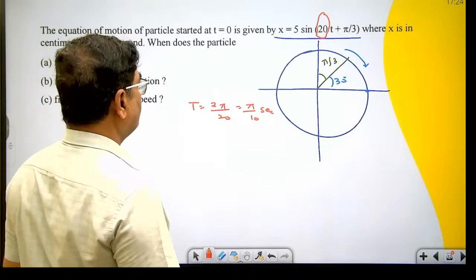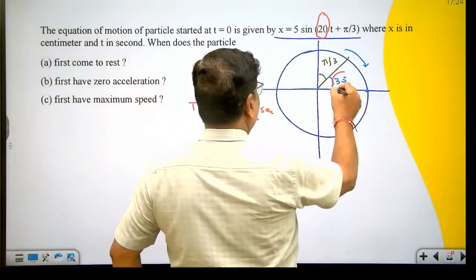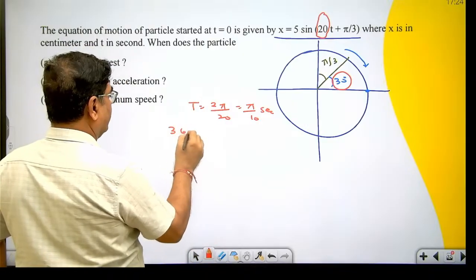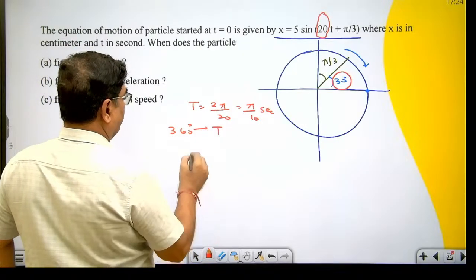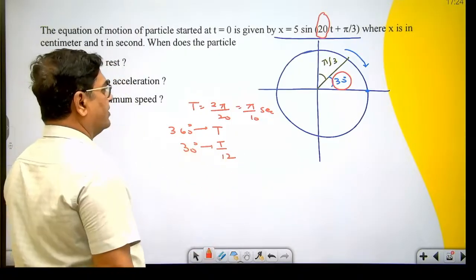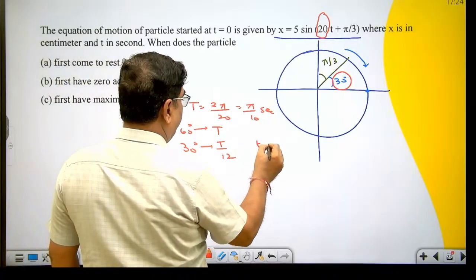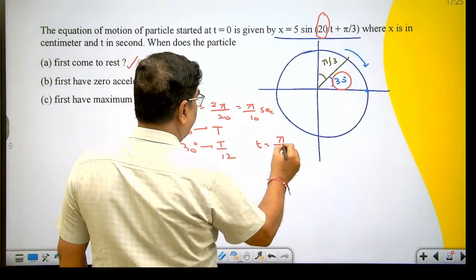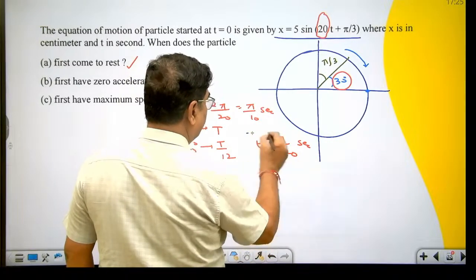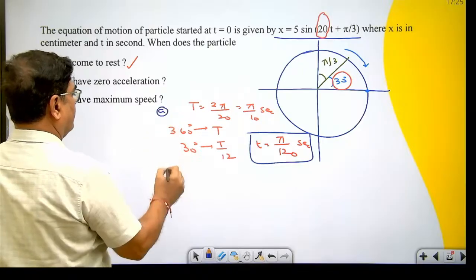So the particle will have to travel a 30 degree angle. In traveling 360 degree, time is T. In traveling 30 degree, time is T by 12. So dear student, the particle will come to rest in a time t equal to T by 12, means pi by 120 second. This is the answer in the first question, A part.